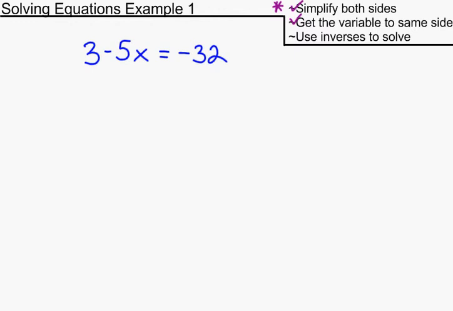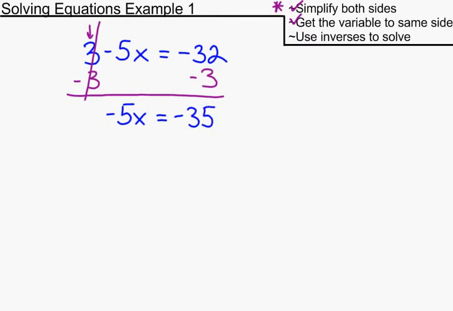So I go to the quantity that's furthest away from my variable, in this case, 3. And I look at that 3 and I think, what kind of 3 is he? And he's really a positive 3. So to undo a positive 3, I subtract 3 from both sides of my equation. What that allows me to do is eliminate him from that side. So I'm left with a negative 5x equals, and then do the algebra on the right-hand side, I get negative 35.